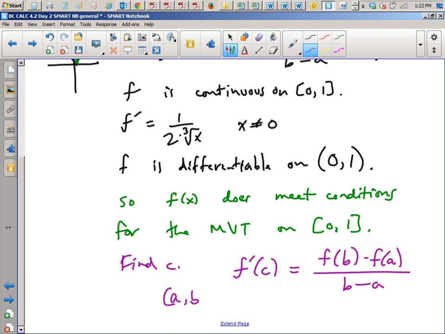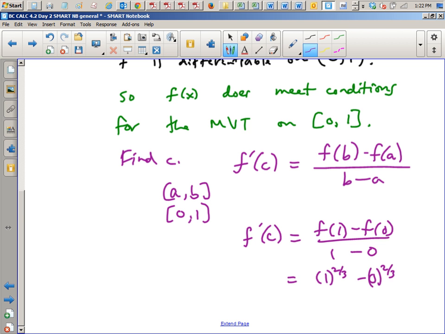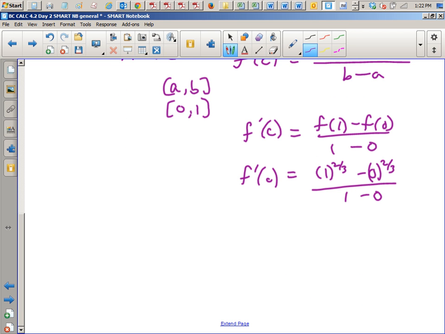A and B represent the 0 and the 1, guys. Okay? So 0 and 1 for A and B is what that is. So it's going to be basically f of 1 minus f of 0 over 1 minus 0 equals f prime of C. So this is going to be 1 to the 2/3 minus 0 to the 2/3 over 1 minus 0 equals f prime at C, which of course gives you 1 minus 0 over 1 minus 0, which is just 1. So basically f prime of C equals 1.